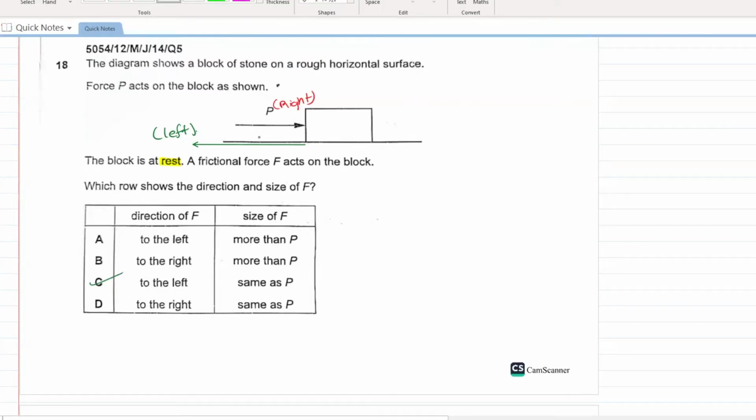Why is the size of F the same as P? Because both of these forces, friction and P, cancel out and the object remains at rest. That is, at rest as well, the resultant force is equal to 0. Resultant force is 0 in two scenarios: constant speed and rest. Here we are considering the scenario of rest, the forward force equals the backward force.